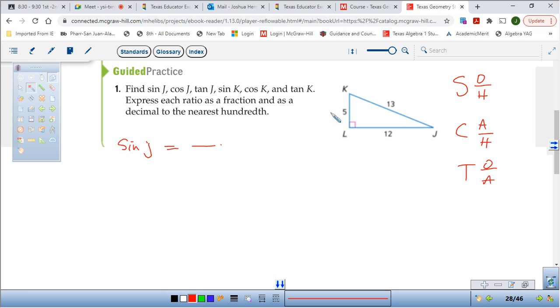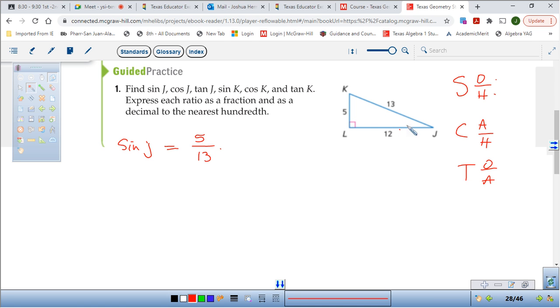Sine of j. Remember, sine stands for opposite over hypotenuse. J is right here. Opposite, you see this, Eileen? This is the angle j, and the side opposite is 5. Hypotenuse, 13. Good job, Eileen. Thank you so much for participating in that one.